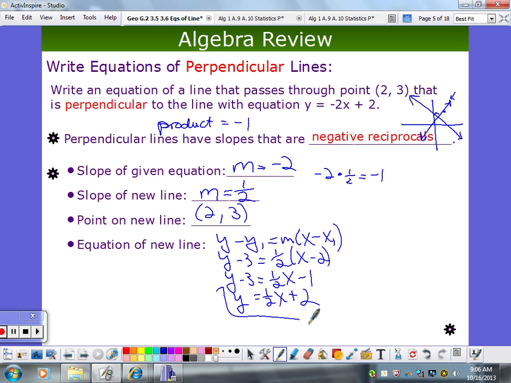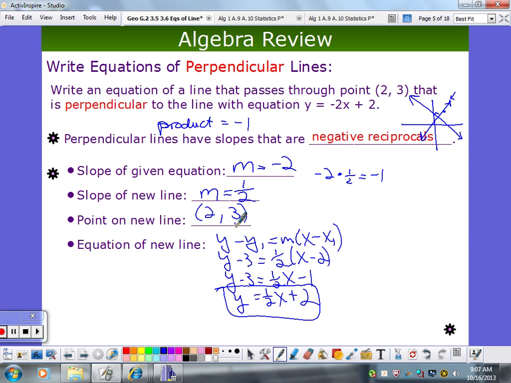Let me just do a quick check here. First of all, are the slopes negative reciprocals of the original? So they are perpendicular. Let's see if it goes through this point. Half of 2 is 1, plus 2 is 3. So that point does fall on that line. So it gives me confidence I've got the correct equation.